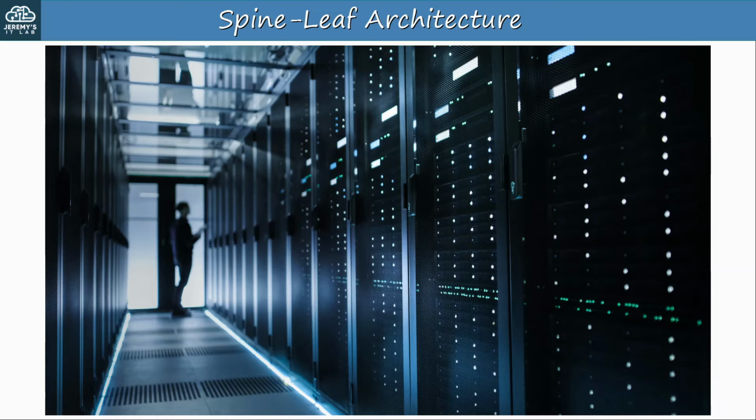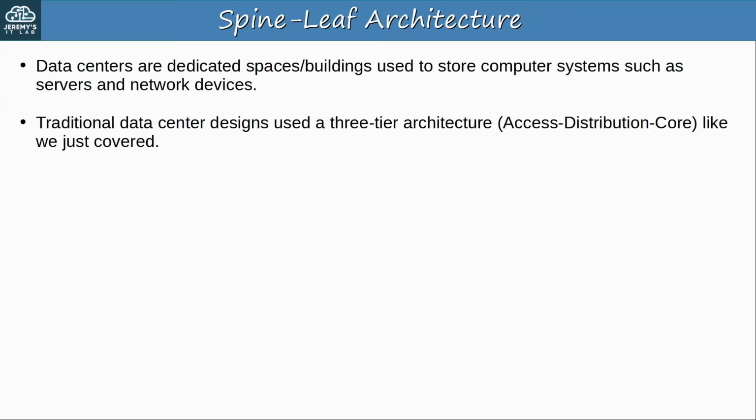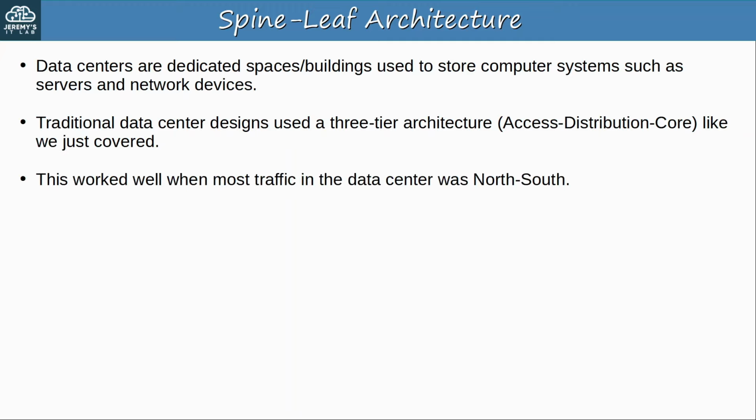So what exactly is a data center? Data centers are dedicated spaces or buildings used to store computer systems such as servers and network devices. They typically contain halls of racks, like the previous photo, and the servers and network devices are mounted onto the racks. Traditional data center designs used a three-tier architecture: access, distribution, and core, like we just covered. This traditional design worked well when most of the traffic in the data center was north-south.